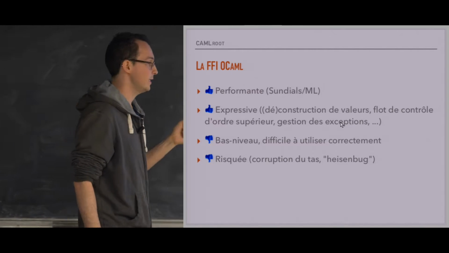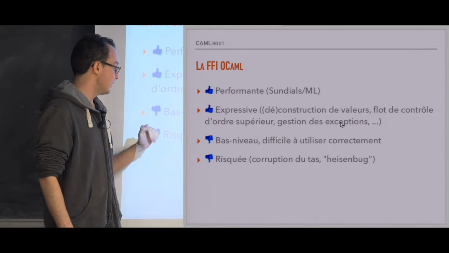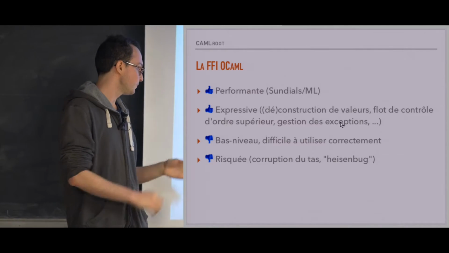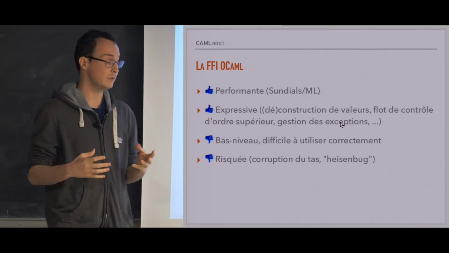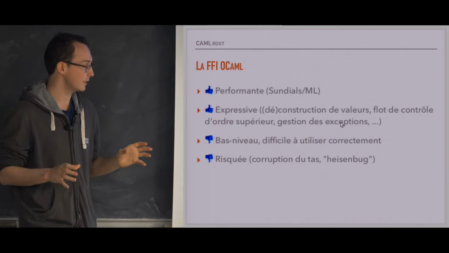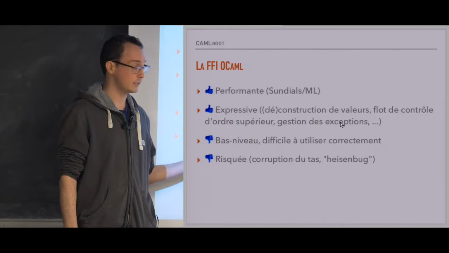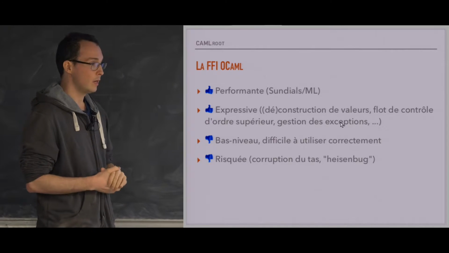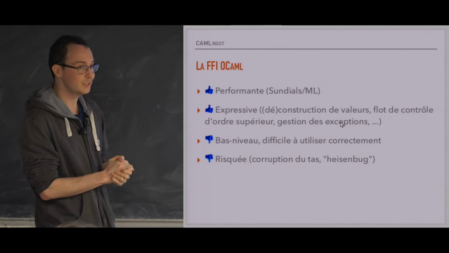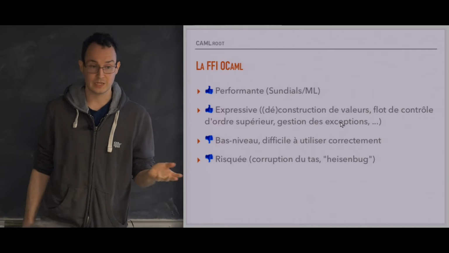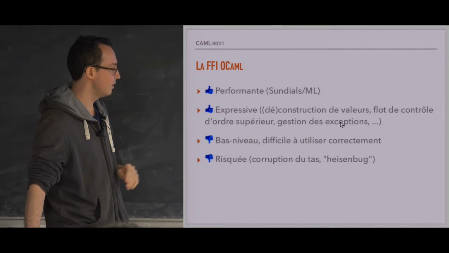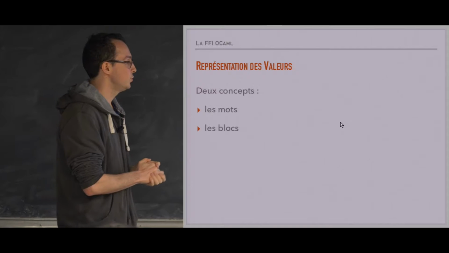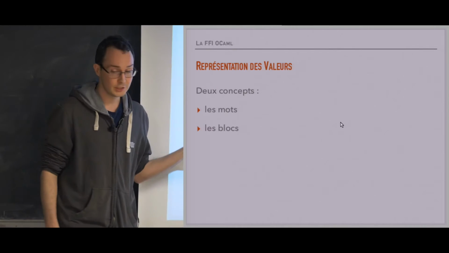However, it is very low level and hard to use correctly. That is, it is easy to make mistakes when you manipulate the library, especially if lifetimes are involved. And it is risky. If you make a mistake when using the library, it won't show immediately. At some point later, during the execution, you might have a corruption of the heap, and it will crash the program in a totally unrelated place. And because of the hard-to-predict nature of the GC, it might work most of the time, and if you are unlucky, it will crash for one invocation. And to understand how this works, we have to look at the representation of values in OCaml.